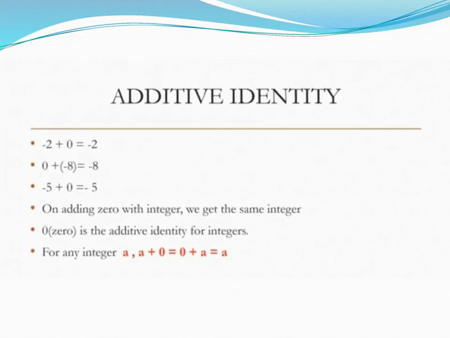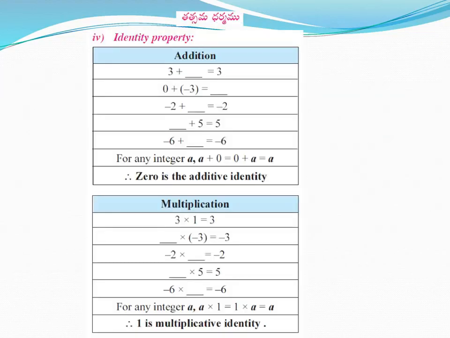Then we will take another example. Minus 5 plus 0 equals minus 5. This means on adding 0 to an integer we get the same integer. 0 is the additive identity for integers. So for any integer a, we write a plus 0 equals 0 plus a equals a.